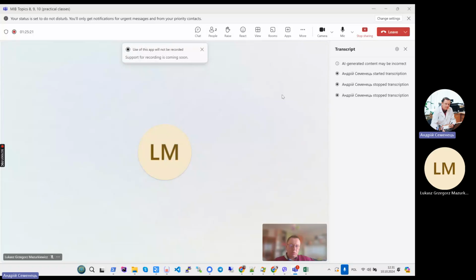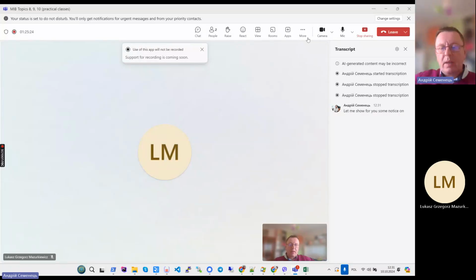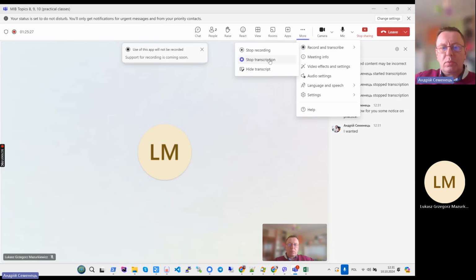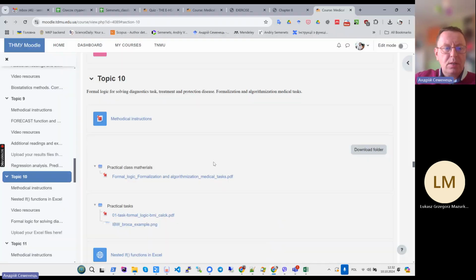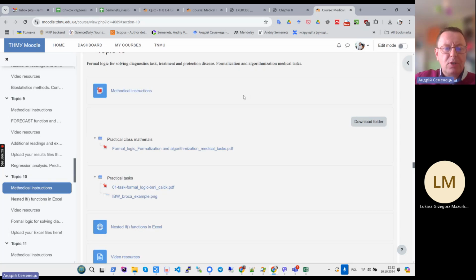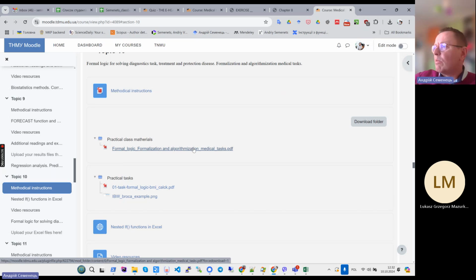So let me show you some notes on practice related to topic 10. In this topic, you have to switch a little bit from statistics to formal logic, formalization, and similar tasks. It will be covered again; it was already covered in the second lecture of this course. It belonged to the previous semester. Check the lecture materials above in the course to find these materials.